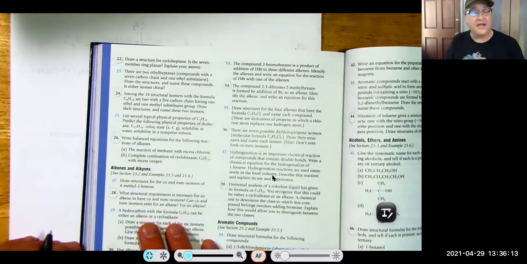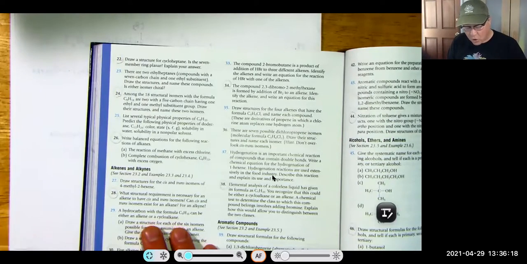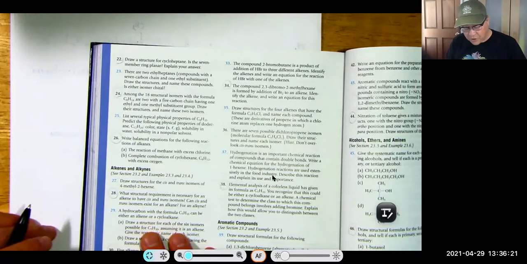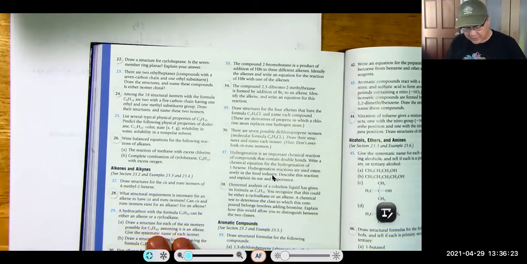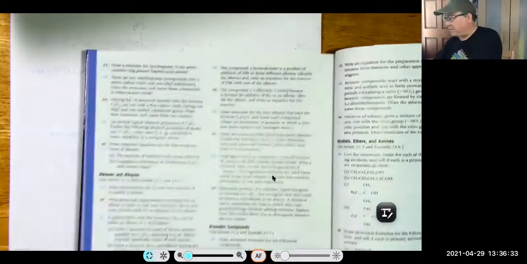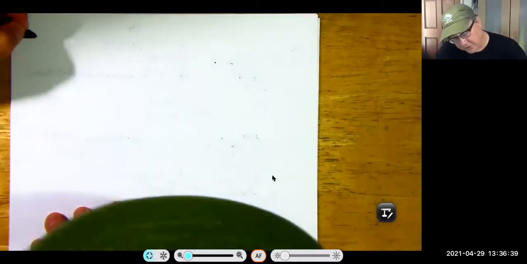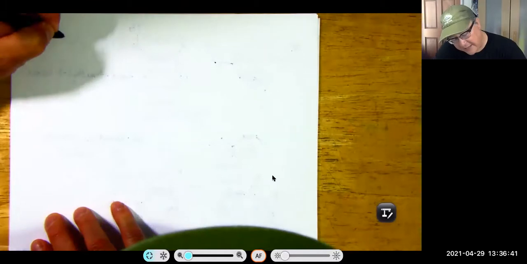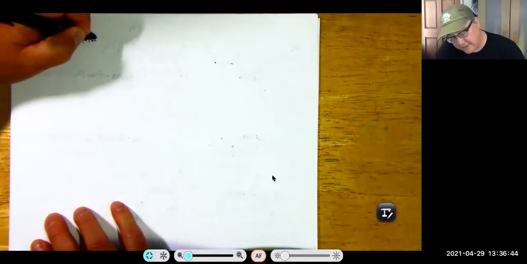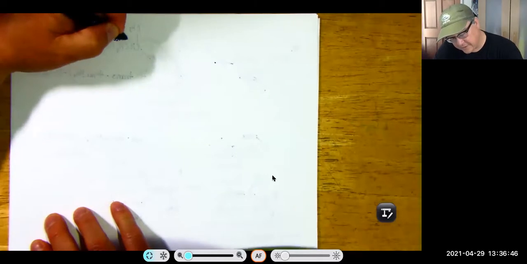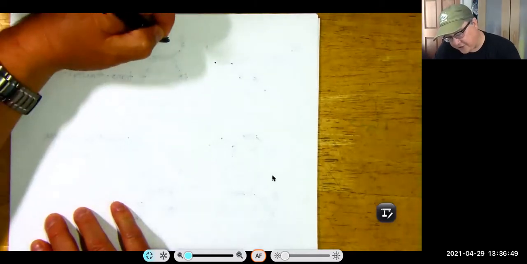29. A hydrocarbon with the formula C5H10 can be an alkene or a cycloalkane. Draw a structure for each of the 6 isomers possible, assuming it is an alkene, and draw a structure for a cycloalkane having the formula. Well, we're going to do better than that. We're going to do all the isomers. So this is 29. We're going to do the alkene isomers of C5H10.